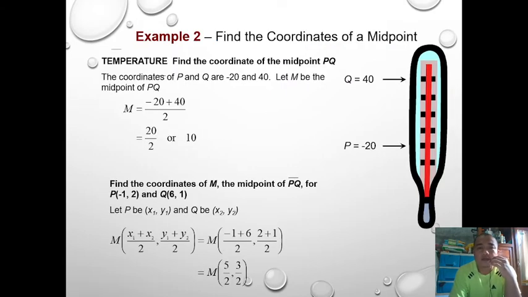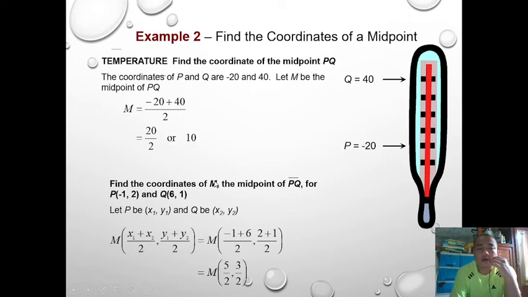Find the coordinates of the midpoint. Temperature. Find the coordinate of the midpoint of PQ. Q is 40, P is negative 20. The coordinates of P and Q are negative 20 and 40. Let M be the midpoint of PQ. So we add: negative 20 plus 40 is 20, divided by 2 is 10. So the midpoint is 10.